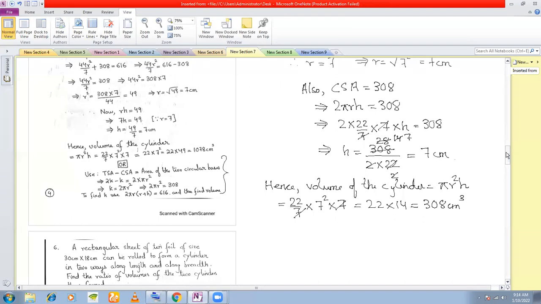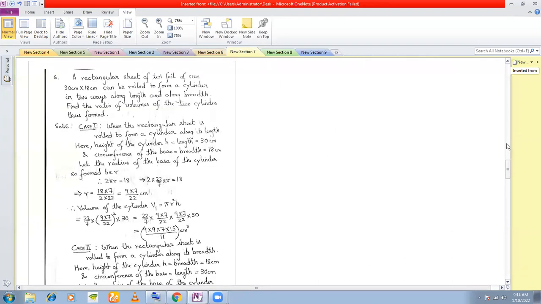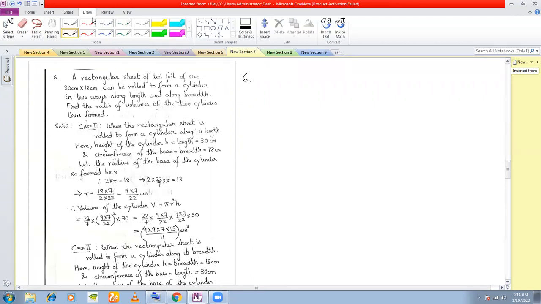We move on to the next question, number 6. A rectangular sheet of tin foil of size 30 centimeter by 18 centimeter. That means the length of the rectangular sheet of tin is 30 centimeter and the breadth is 18 centimeter. This rectangular sheet of tin can be rolled to form a cylinder in two ways, along the length and along the breadth. Now if you remember, I had sent you a video also regarding this.